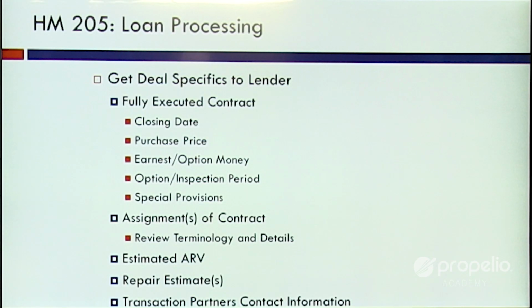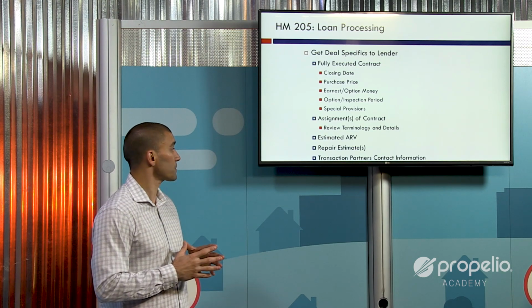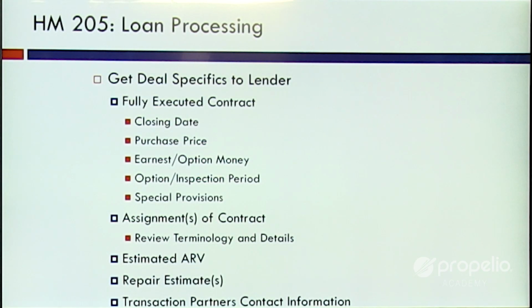You're also going to want to send over your estimated ARV, your detailed rehab bids, including foundation if you have it, and all of the transaction partners on the deal, like title company, insurance agent, things like that.